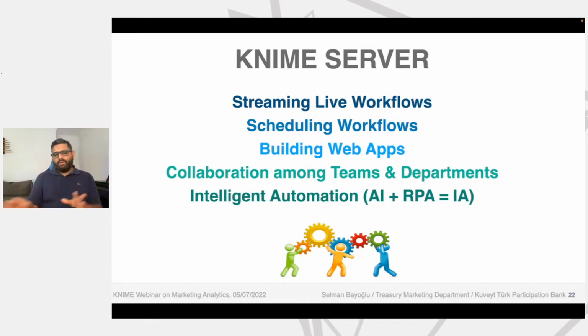And when you talk about these first four, it all makes intelligent automation at the end, because when you combine artificial intelligence, AI, with robotic process automation, it is equal to intelligent automation, in other words, hyper automation. So it is possible with Knime as well.